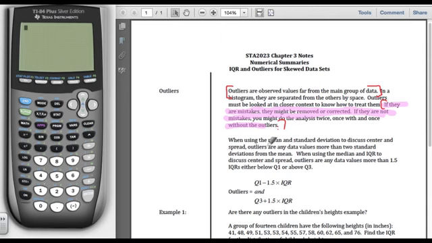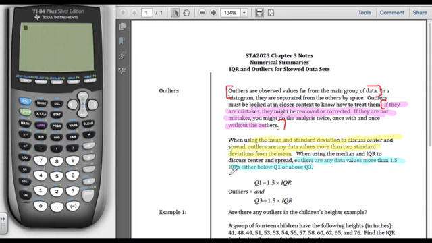And as we've already stated, when you're using the mean and standard deviation with a symmetric distribution, outliers are data values that are 2 standard deviations from the mean, either above or below. But we need a different way to classify outliers with skewed data because we don't have a mean and a standard deviation. When we're using the median and IQR with that skewed data, outliers are data values more than 1.5 IQRs, either below Q1 or above Q3.